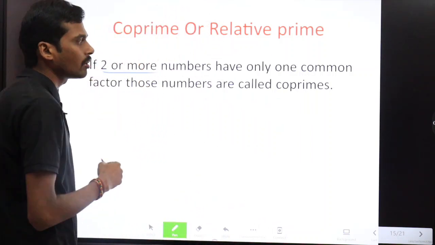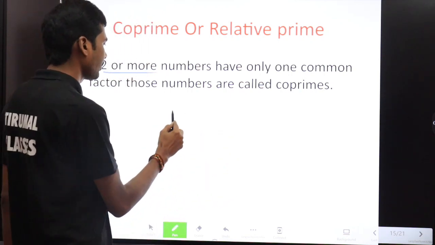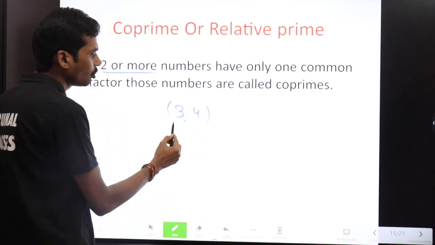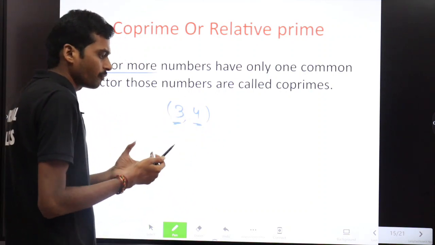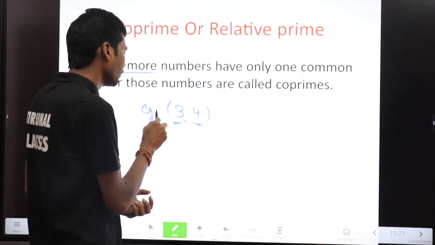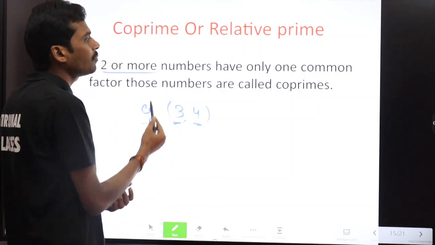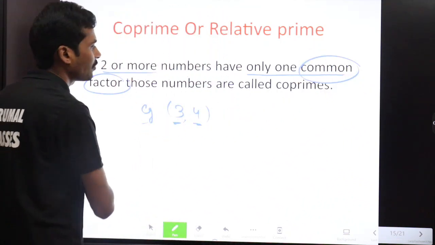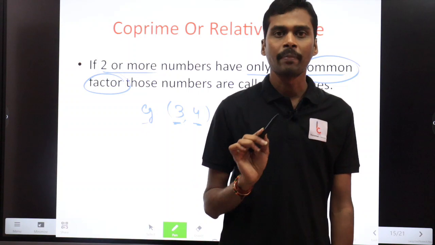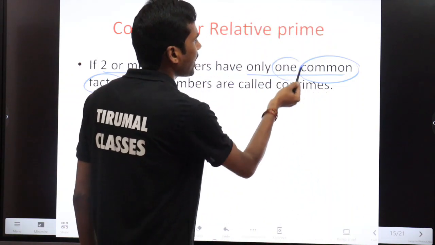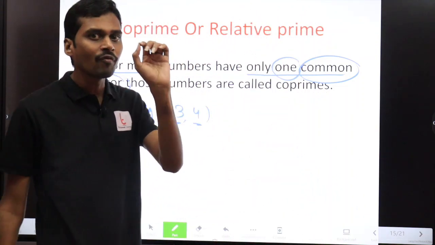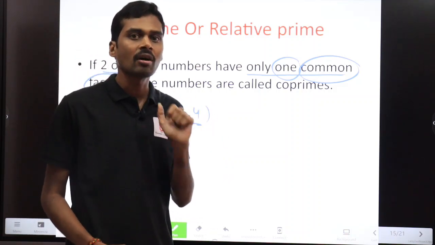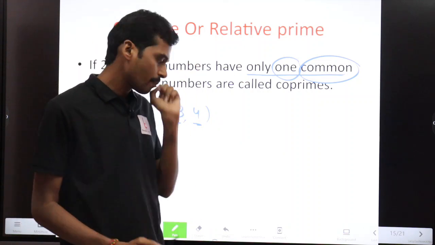So if two or more numbers, let me take some example like 3 and 4. First in this example I take only two numbers. Two or more numbers have only one common factor. What is that? One common factor. Then those numbers are called co-primes. So how many common factors should we have? If we have only one common factor for the given numbers, then those numbers are called relative primes or co-primes.